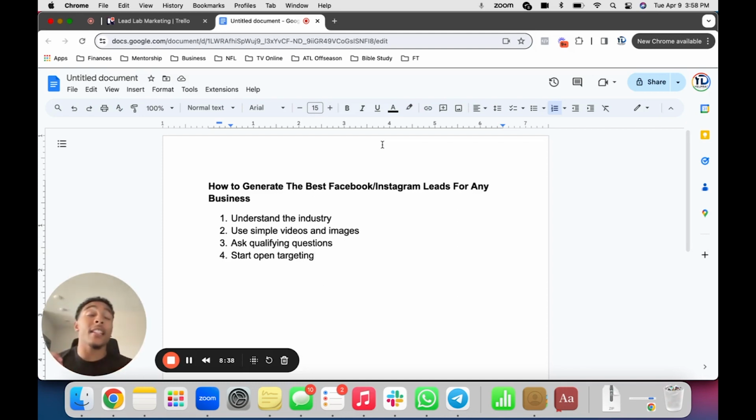Now, the key is how many of those qualifying questions do you want to ask? Well, one person could say, hey, I want to ask 5. The next person says I could ask 10. The next person says I should ask 2. Some people say I should ask none. I don't think you should ask too many because you don't want to ask so many questions that people don't fill out the form because they're like, wow, this is way too much.